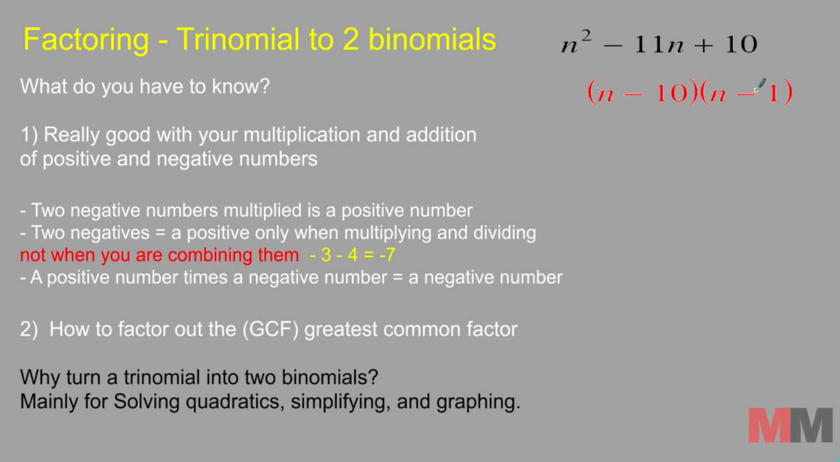One, you have to really be good with your multiplication and addition of positive and negative numbers. So that means you know that two negative numbers multiplied together is positive. You also know that two negatives only equal a positive when you're multiplying and dividing, not when you're combining them. So that's something that my students always mix up. So that's one example right here. And last, a positive number times a negative number equals a negative number.